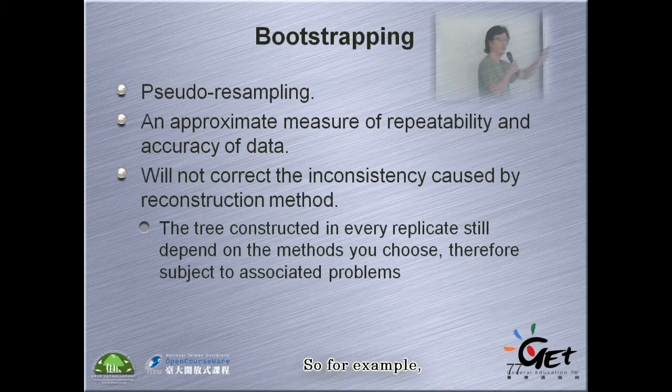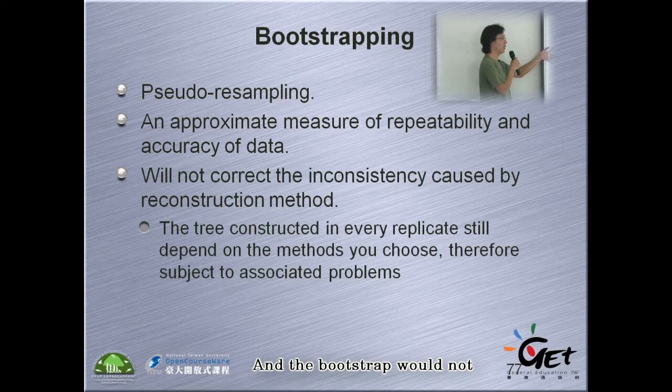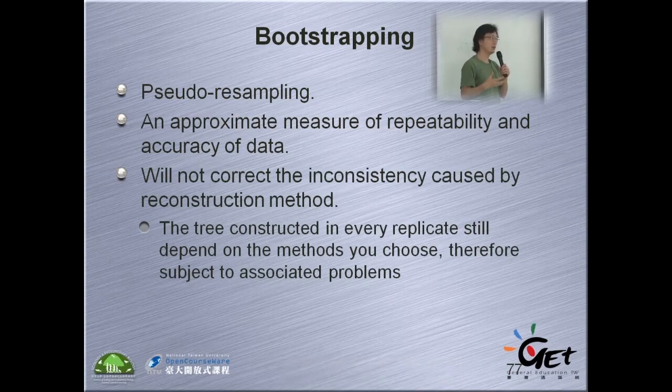is wrong. So, for example, NJ (neighbor joining) or maximum parsimony has its weakness on reconstructing the trees. It has some bias, for example. And the bootstrap will not correct the inconsistency. So if the MP has some problem on making trees, then even though the bootstrap is very high, it doesn't necessarily mean that it gives you the right answer. I just don't want you to get a wrong idea about the support of the tree.